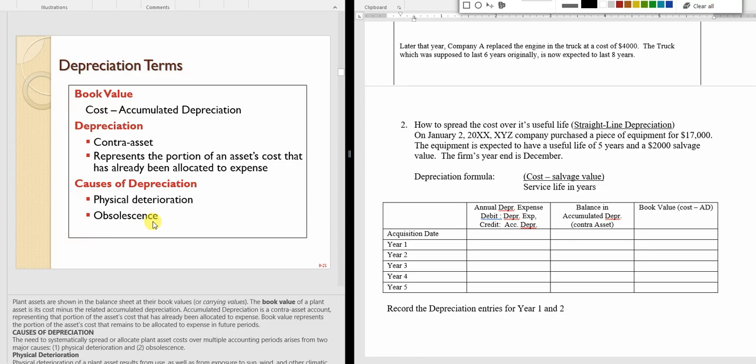And causes of depreciation, either physical deterioration or obsolescence. We all know that cars don't last forever, and we all know that cell phones last a lot longer than we can actually use them. Most of you, or everyone that's owned a cell phone for a long time, has sometimes had to upgrade simply because the cell phone will no longer accept the software. It's just now obsolete. So those are causes of depreciation.